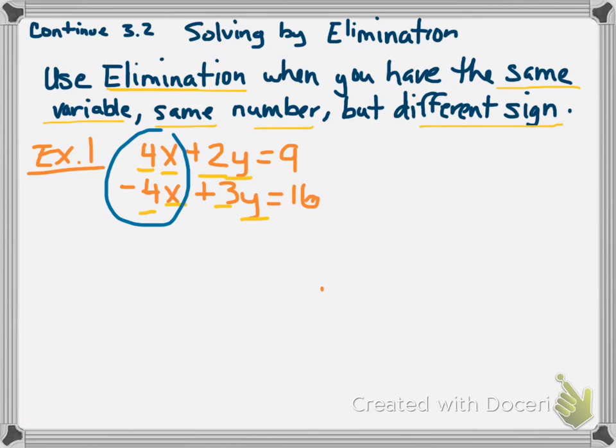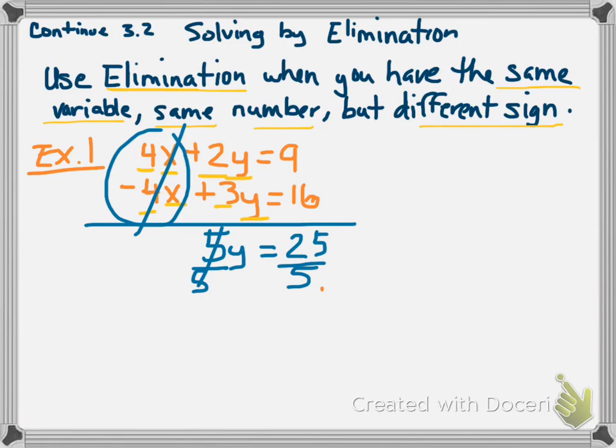So by looking at 4x, we're going to look at this as a big math problem. What is 4x minus 4x? Like you see right there, they cross out. Then we're going to add the rest. What is 2y plus 3y? Well, 2 plus 3 is 5, so that becomes a 5y. And what's 9 plus 16? 9 plus 16 is 25. Now, if I want to solve for y, since 5 and y are being multiplied, I would have to divide 25 by 5. That tells me that y is 5.